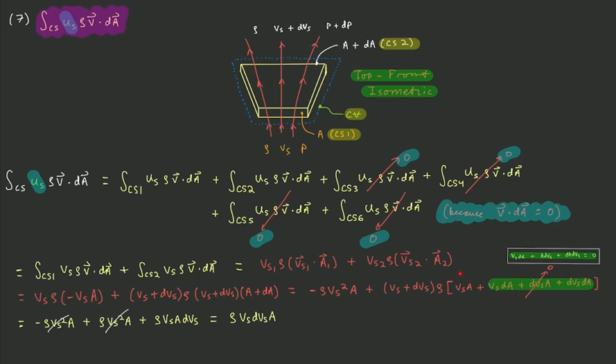So we just take this right here, and we algebraically distribute and simplify it. You do that, and the result of this linear momentum flux term, the integral over the control surface of Vs rho V dot dA, is just equal to rho Vs dVs A. That's all it's equal to.